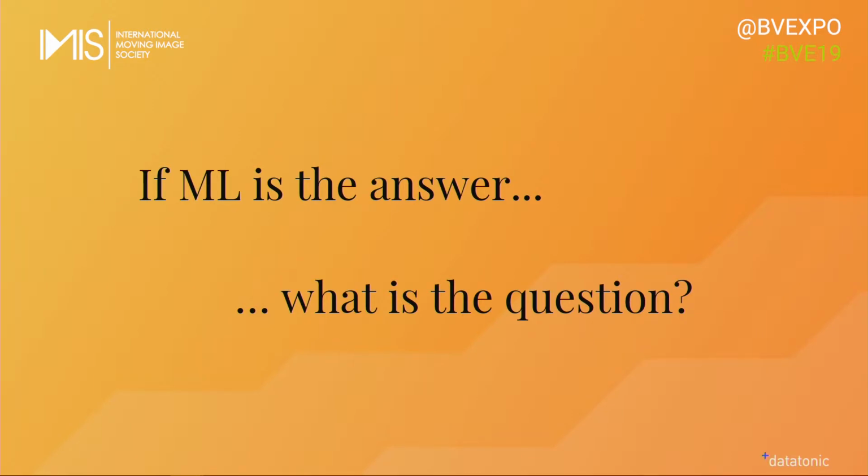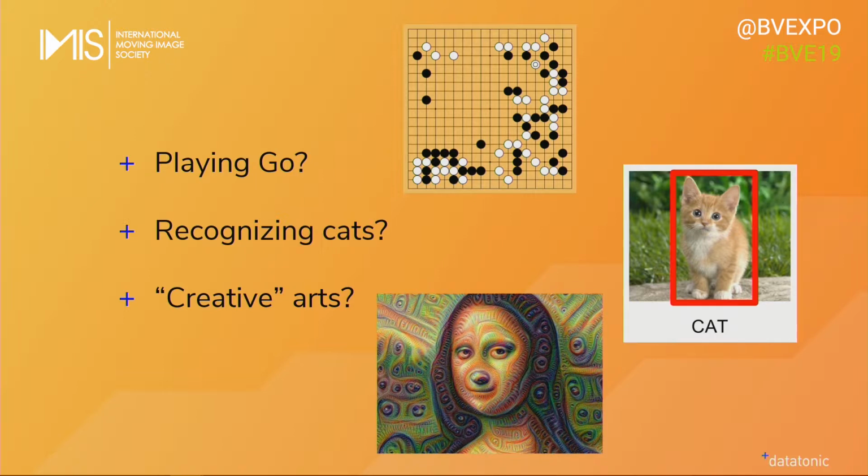So if everyone's talking about machine learning and wanting to bring it in, then what's the question that machine learning solves? If you've been paying attention to the news about machine learning, you'll know that machines can now play Go better than humans. They can recognize objects, cats, in images. And they can make these sort of trippy Mona Lisa things. So looking at these tasks, they're all very different. And you might get the impression that machines can do anything. Or maybe they can only do these things.